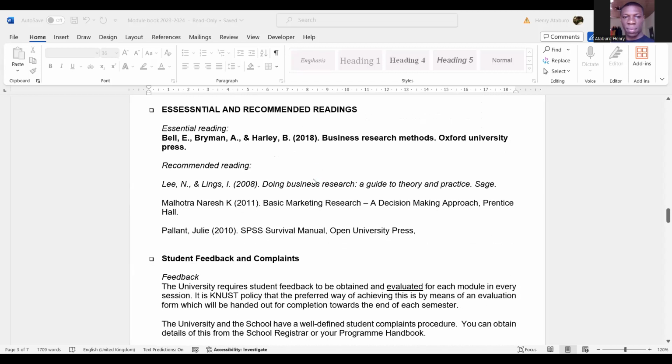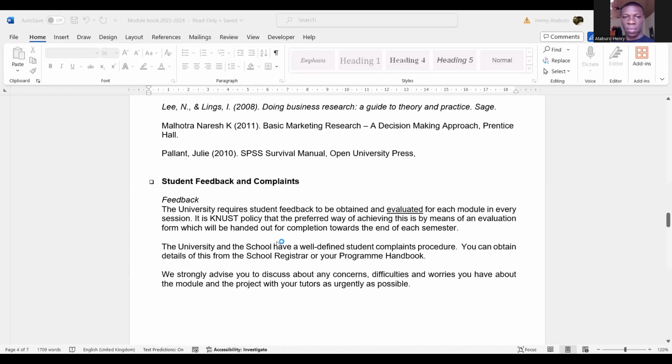So these are the essential recommended books for reading. You can look at them. We will share this document with you so you can take a closer look at it, and beyond what we will study in class, you can read these books and it can help you master the course.